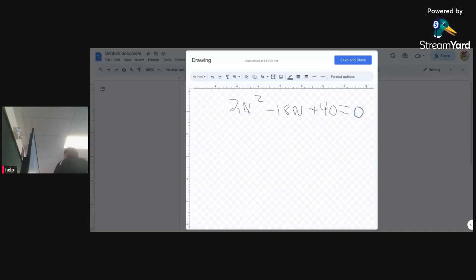2n squared minus 18n plus 40. How are we going to complete the square to solve this? Well, first step, I noticed that I need this n squared coefficient to be 1. So I'm going to have to divide that by 2. That's the first thing. Or factor it out.